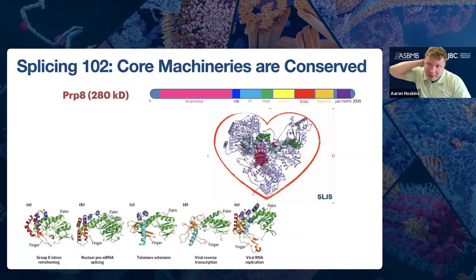Conservation goes beyond just the RNA components of the spliceosome. This also includes the proteins. So as I mentioned, the scaffold protein that surrounds the RNA is a very large one called PRP8. It's often called the heart of the spliceosome.